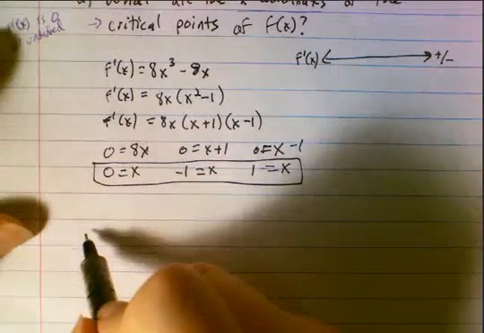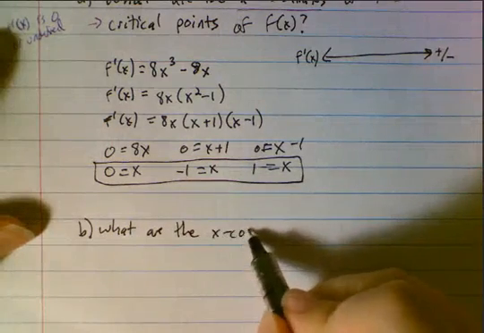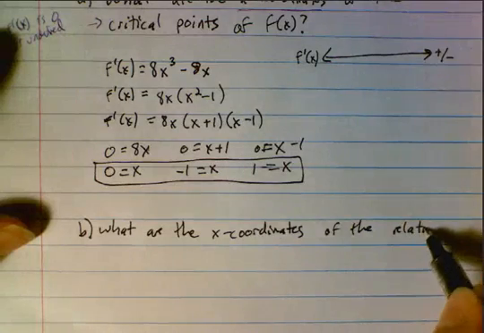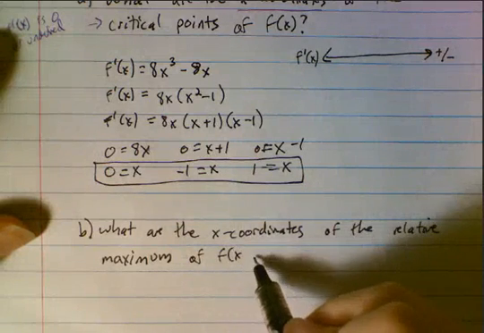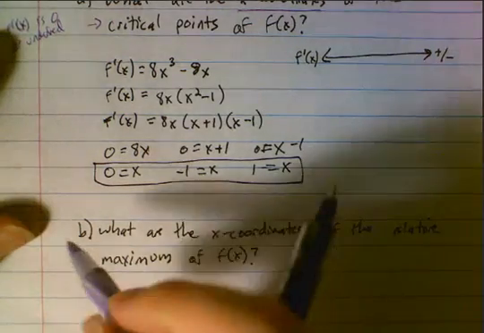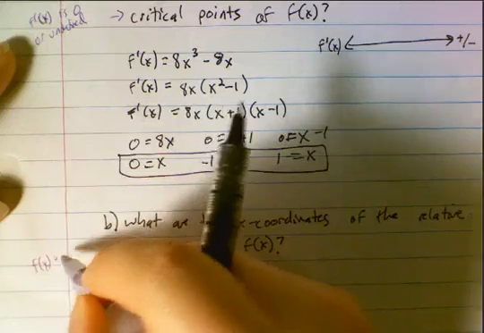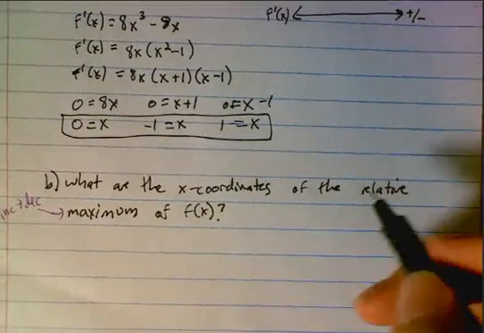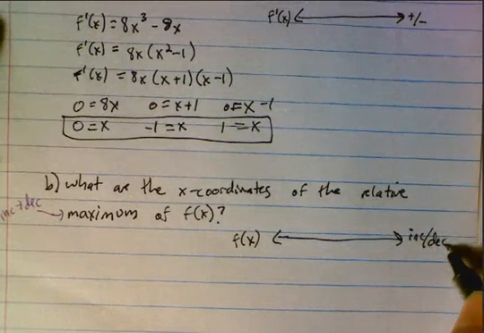Where this comes even more in handy is for this next problem, where we say what are the x coordinates of the relative maximum of f of x. And so relative maximum, this means f of x changes from increasing to decreasing. That's what the maximum means. So that means we have to have a chart with f of x and increasing, decreasing.